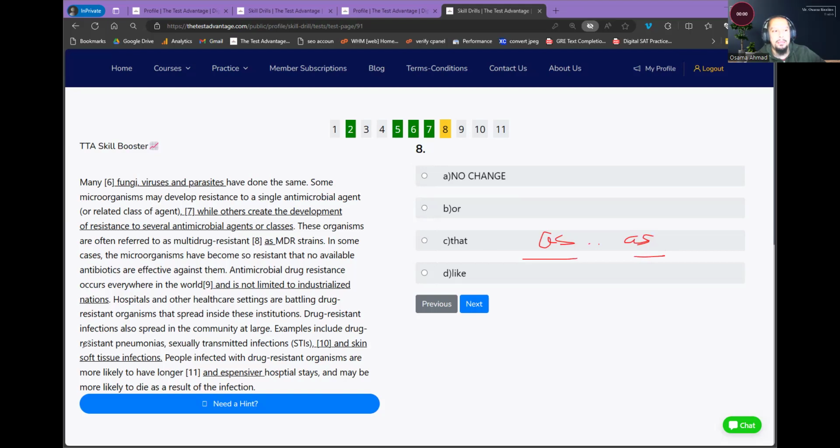As compares one thing to another. He's as fast as. He's as smart as. We don't do that here. The organisms are referred to as multi-drug resistant or MDR strains. So this gives an alternative name for them. So this is not a word pair. It looks like a word pair question, but it's not. Most people see as and think that's it.